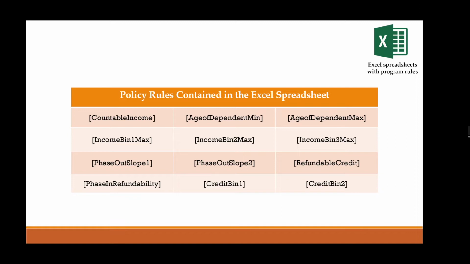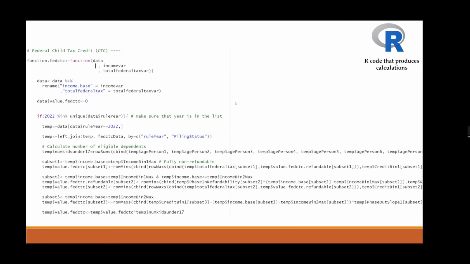Now, the next piece of the PRD is the R code that actually produces the calculation. That's just a screenshot. The code takes certain information about the family as an input, then reads in the parameters from the Excel file, and then produces the actual calculation step by step, or rather the steps that we need to implement to produce the calculations using the parameters from the Excel file.